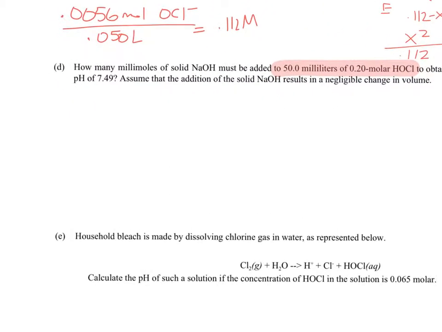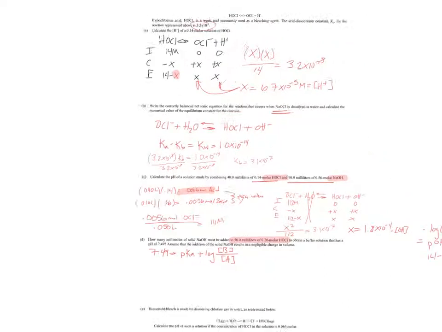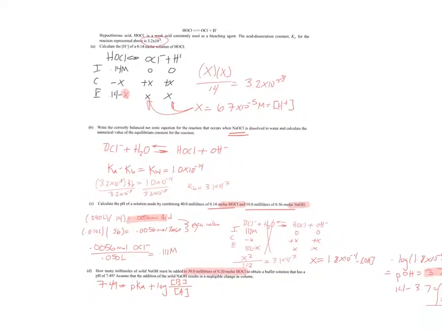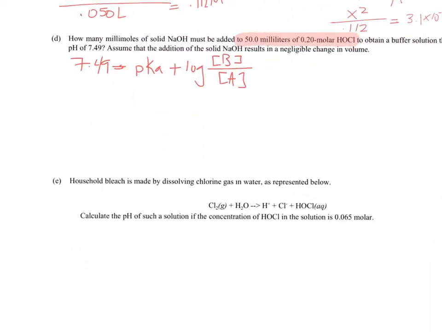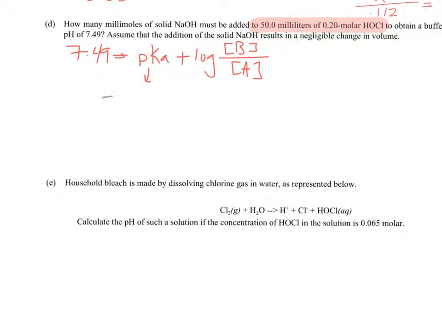So first up, I'm going to write out Henderson-Hasselbalch. So I need the pH to be 7.49, and that's equal to the pKa plus log of base concentration over acid concentration. So the Ka from up above was 3.2 times 10 to the negative 8th. So if I want to find the pKa, take the negative log of 3.2 times 10 to the negative 8th. The pKa happens to be 7.49.